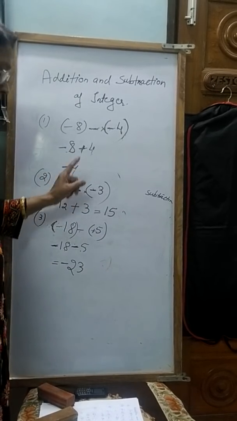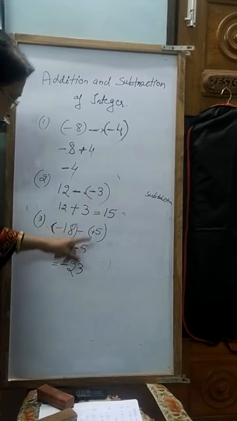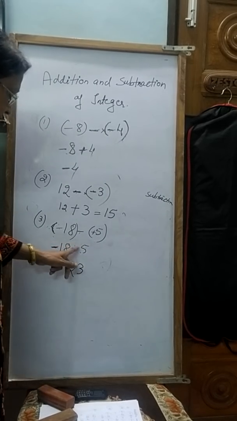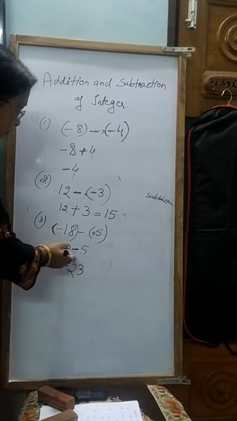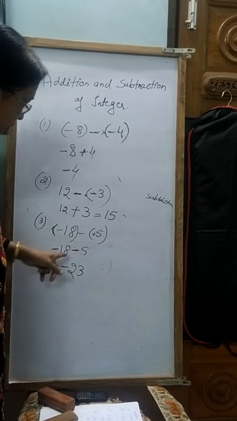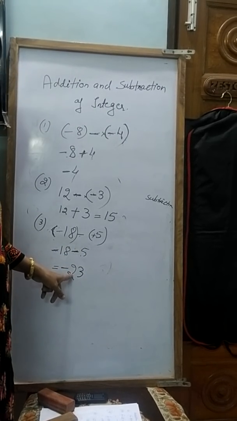So first step, open the bracket. And the second step, according to the sign, you have to do the subtraction or addition given.